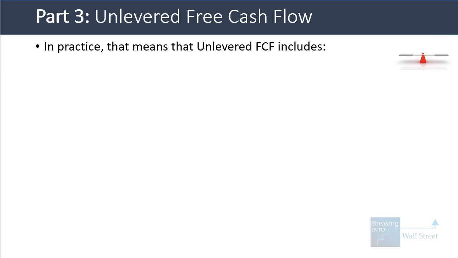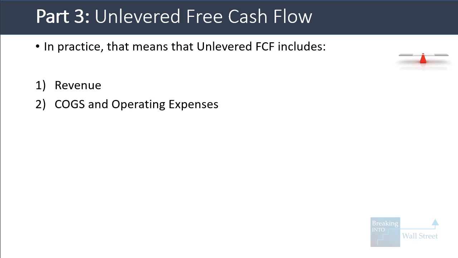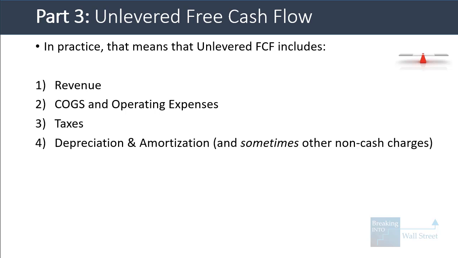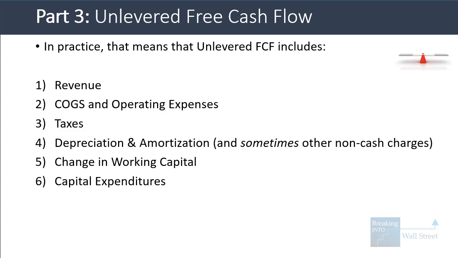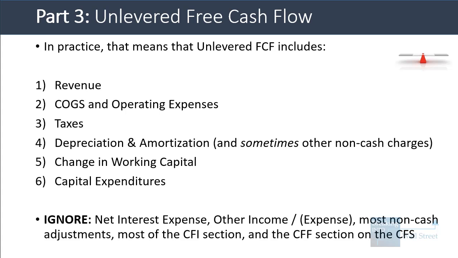In practice, that means that unlevered free cash flow should include revenue, cost of goods sold or cost of sales and operating expenses, taxes, depreciation and amortization, and sometimes other non-cash charges, but we'll get into that, the change in working capital, and capital expenditures. Now, there are some exceptions, but if you have something outside of these that's part of unlevered free cash flow, you really need to think twice about what you're doing.